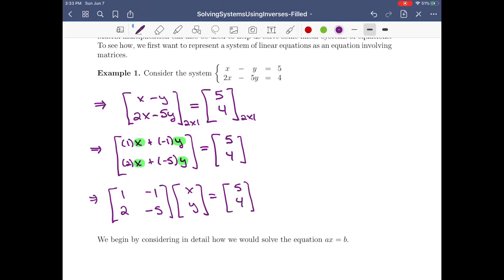Notice here I have a 2 by 2 matrix multiplied by a 2 by 1 matrix. This multiplication is defined because the two inner 2's are the same. And we're going to get a 2 by 1 matrix, which is what we wanted because that's what we had before. All of these are 2 by 1's. So now think about it. If I tried to undo this, I would take this row times this column, and that is this entry, 1 times x plus negative 1 times y. And then I can do the same thing with this row and the same column. That gives me this entry here, 2 times x plus negative 5 times y.